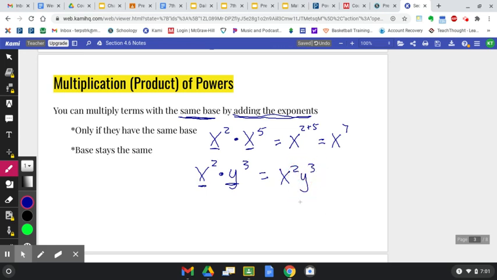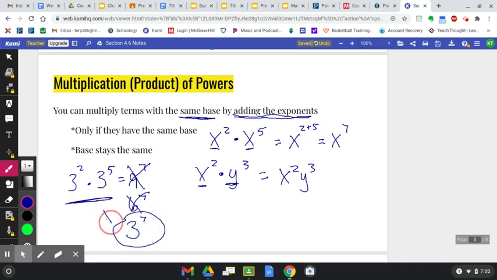Two different bases, you have to write them out, okay? And then here, another important thing is the bases stay the same. With variables, that's easy to remember, but sometimes we'll see 3 squared times 3 to the 5th, and I'll see that written sometimes as 9 to the 7th, or sometimes even 6 to the 7th, where you add the bases and the exponents. Wrong, wrong, right? Remember, the base stays the same, and we add the exponents together.